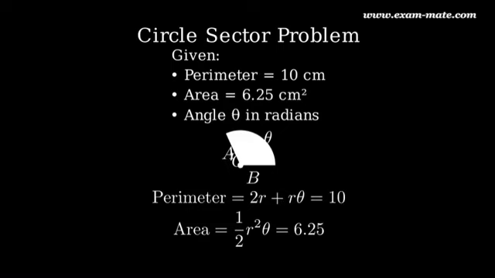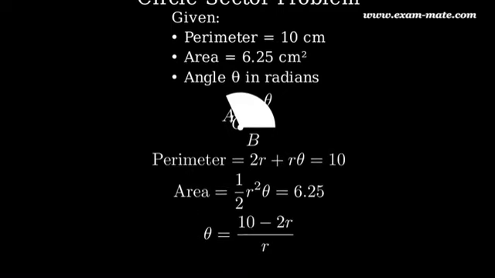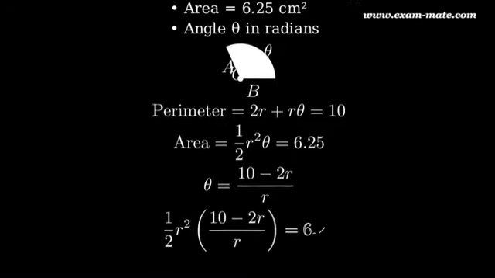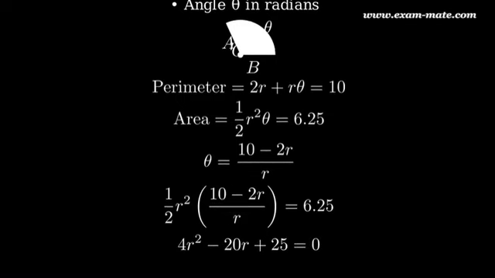From the perimeter equation, we can solve for theta. We get theta equals 10 minus 2r, all divided by r. Now let's substitute this expression for theta into our area equation. When we do this and simplify, we get 4r cubed minus 20r squared plus 25 equals 0.